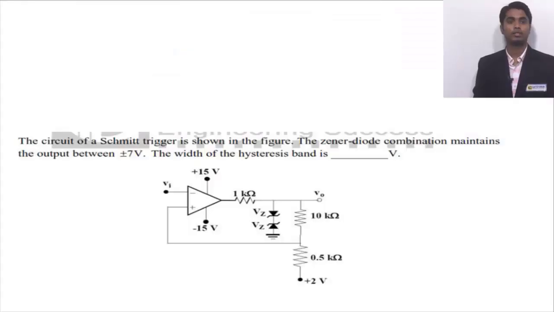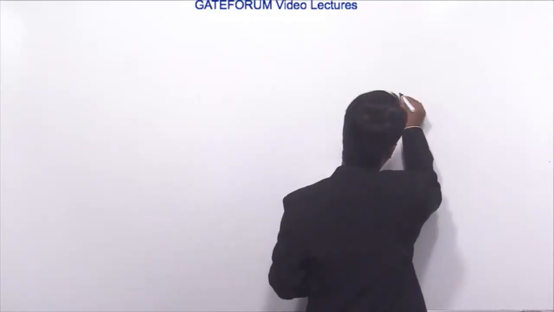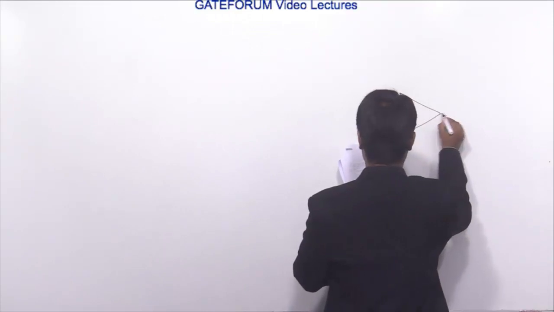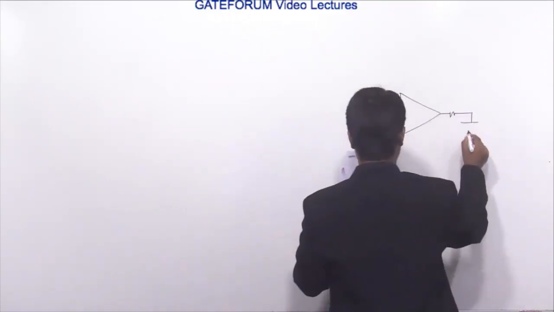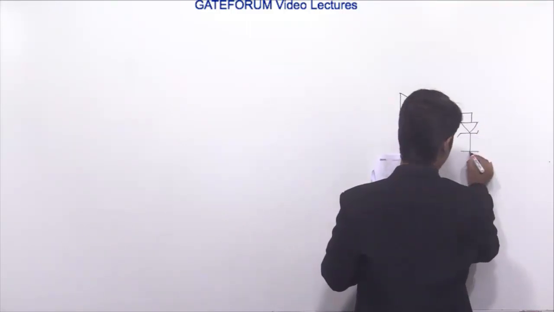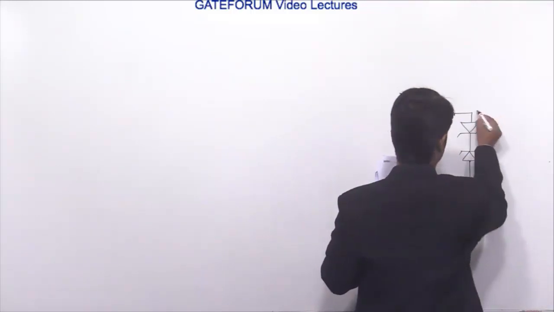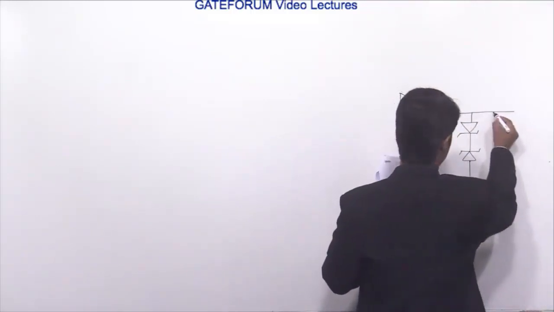The circuit of a Schmitt trigger is shown in the figure. The Zener diode combination maintains the output between plus 7 and minus 7 volt. The width of the hysteresis band is? Okay, see, by looking at the circuit diagram, the question looks very tough, but the concept is very simple.